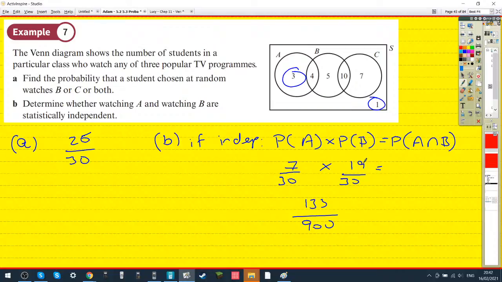What is the probability of both A and B? Both A and B is 4 out of 30. What is 4 times 30? 120. So 4 over 30 is the same as 120 over 900. We got 133 over 900. They're not equal. Therefore, it isn't statistically independent.